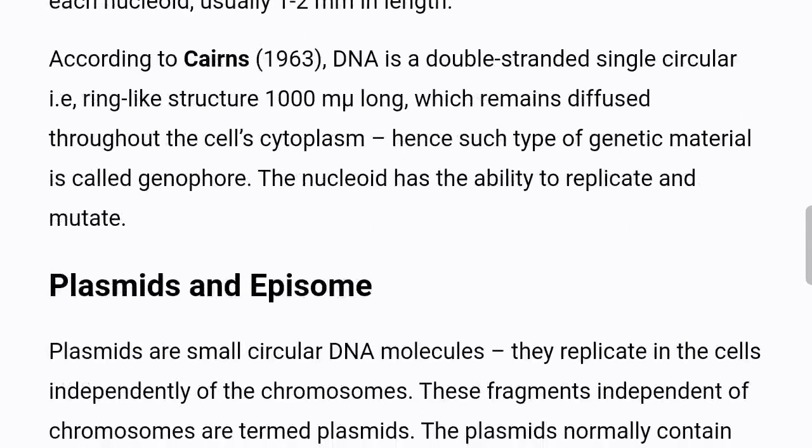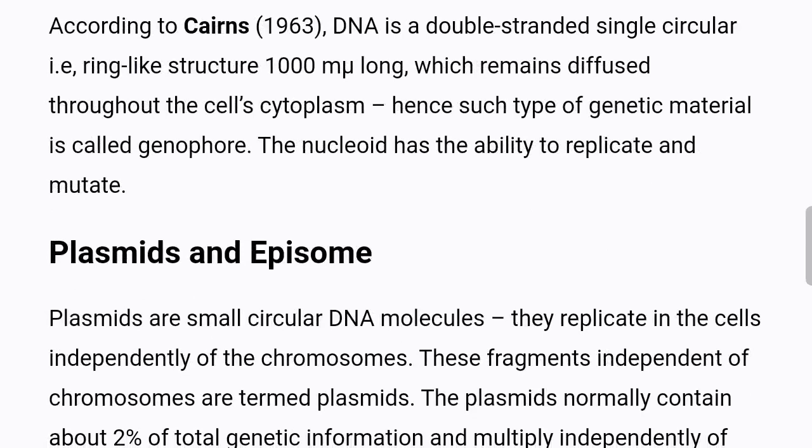According to Cairns, 1963, DNA is a double-stranded, single circular, that is, ring-like structure 1000 millimicrons long, which remains diffused throughout the cell's cytoplasm, hence such type of genetic material is called genophore. The nucleoid has the ability to replicate and mutate.